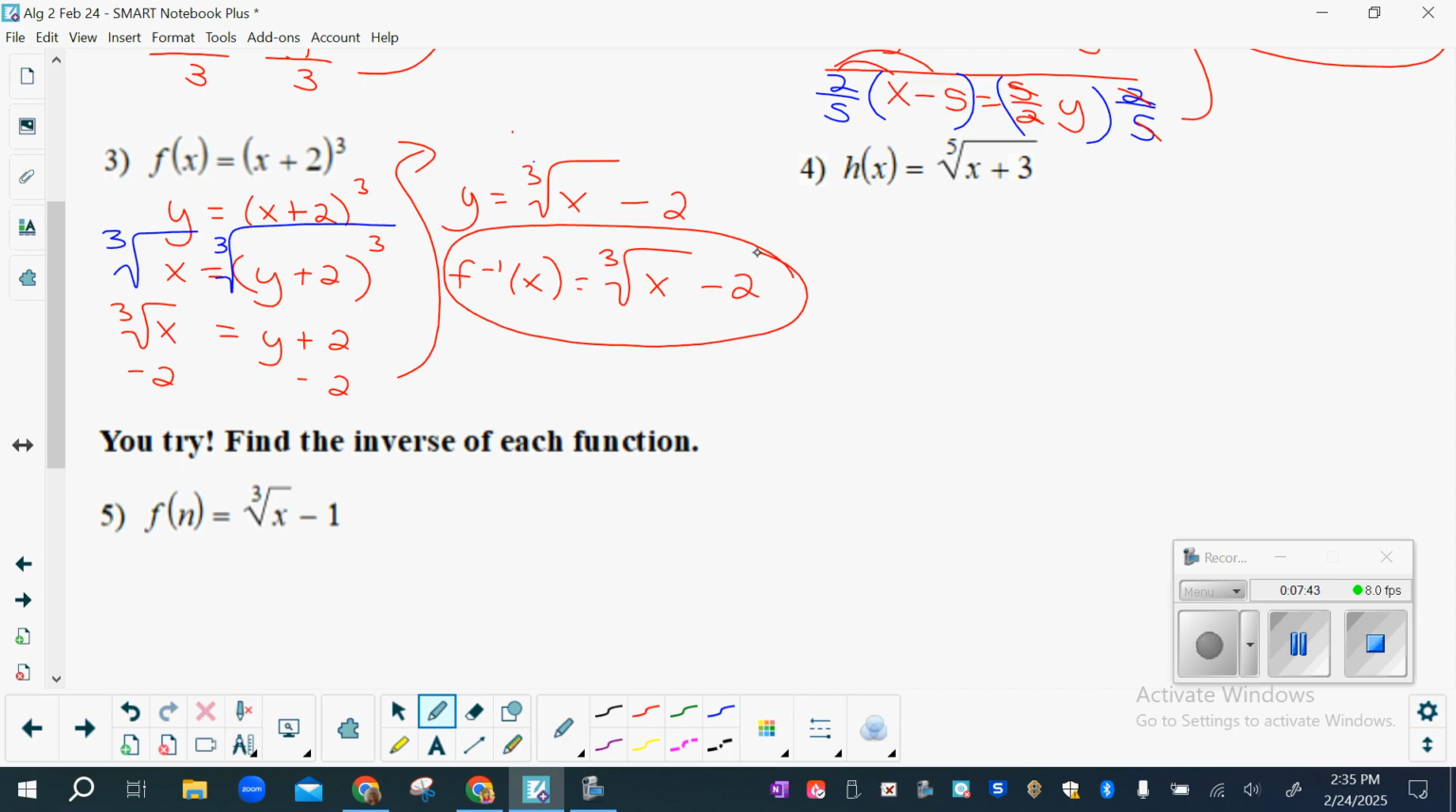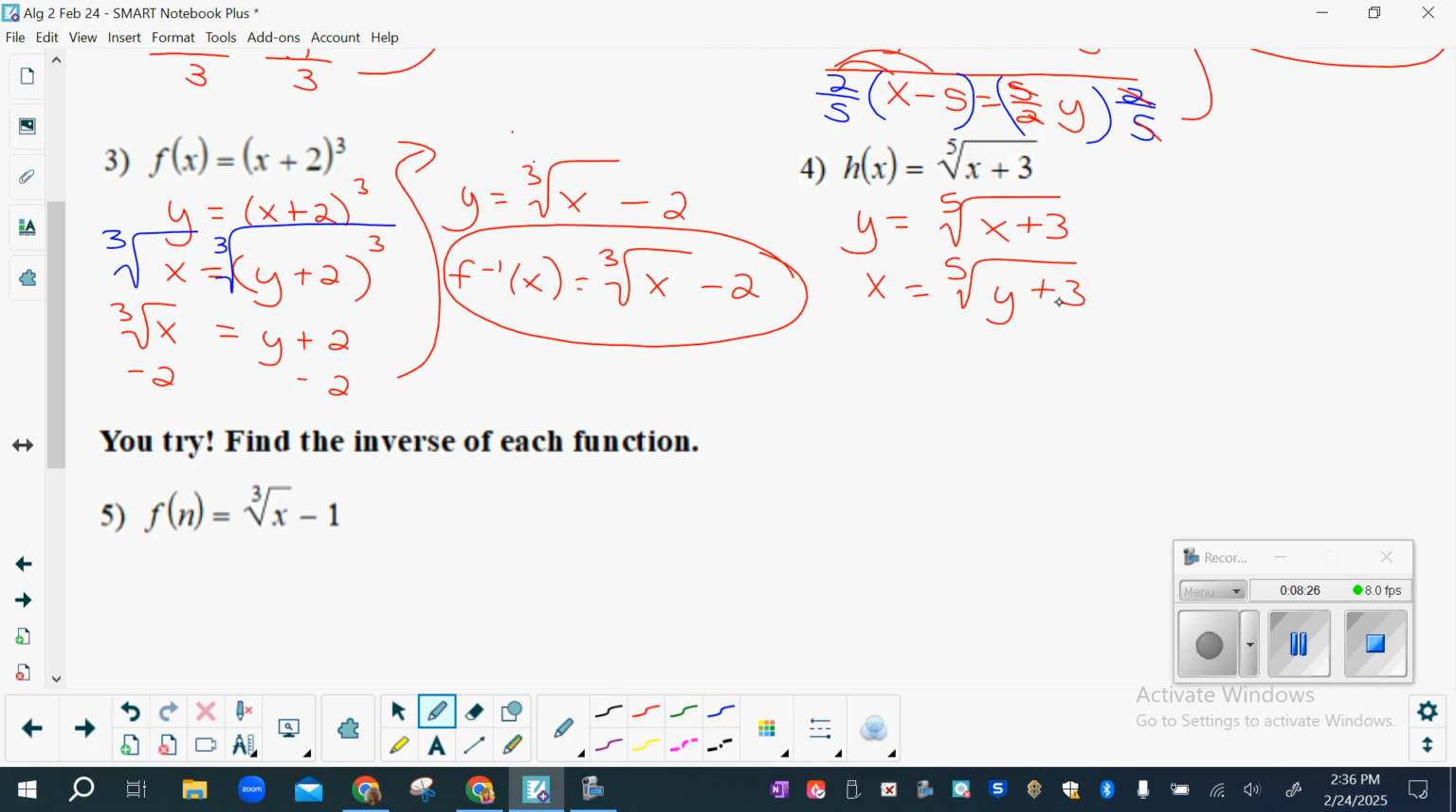Okay, number 4. Tell me what to do first on number 4. h of x is y. Somebody else in the group, what's our next step? Not yet. We're going to do something with the x and the y. Yes. Switch them, so it's going to be x equals the 5th root of y plus 3. Does that make sense?